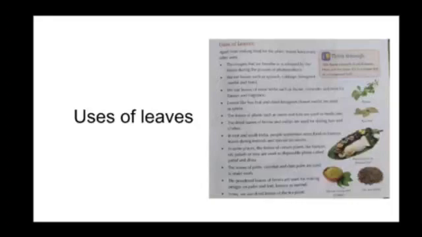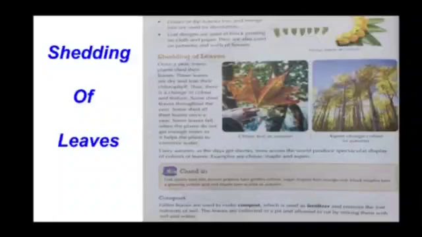Next is tea. In tea, we use dried leaves of the tea plant, and leaves of ashoka tree and mango tree are used for decoration in the houses. Nowadays also some people use them for decoration. Leaf designs are also used in block printing on cloth and paper. They are also used in potteries and walls of the houses also.